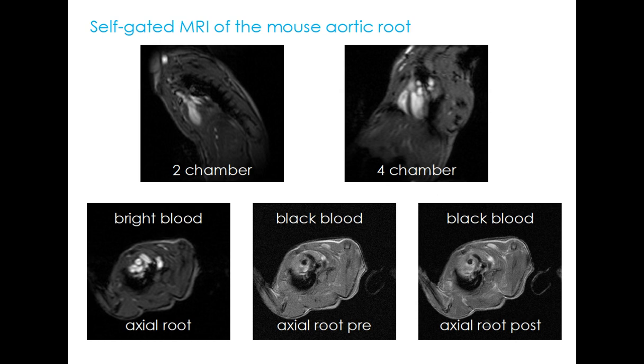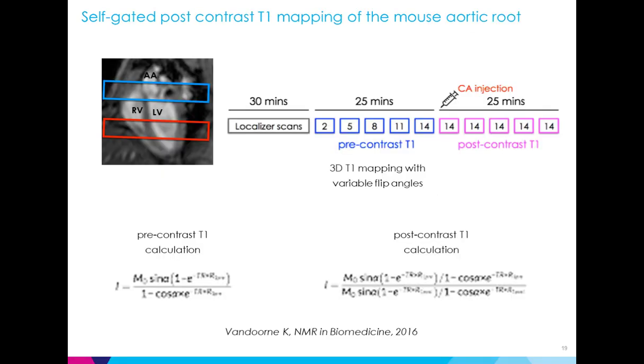In fact, you can see in this case the middle of the root is black, and you can faintly see the vessel wall of the root in this black blood image pre-contrast, and you can see it delineated a little better after contrast. So we have used this approach in several flavors, I would say, to quantify endothelial permeability in this territory.